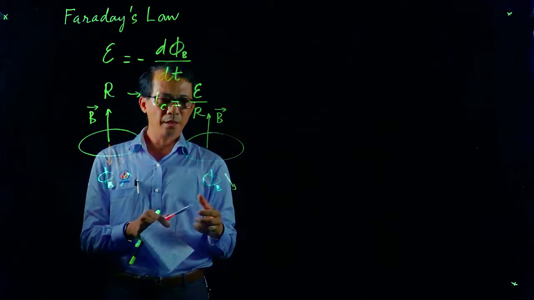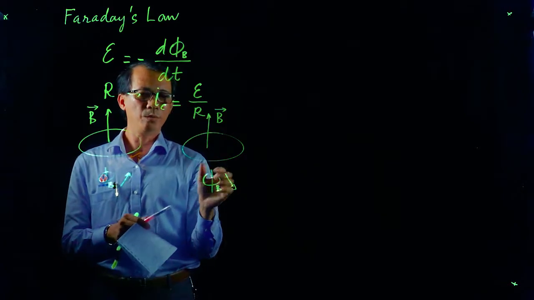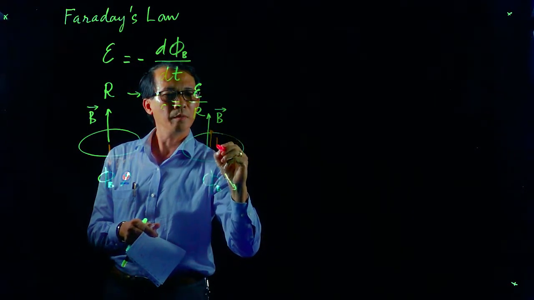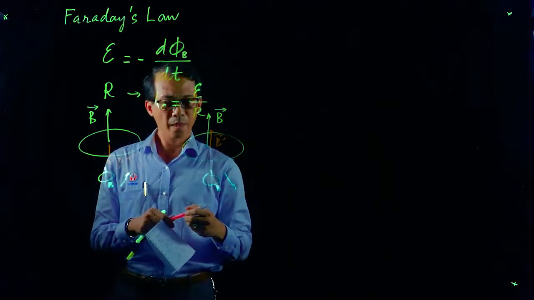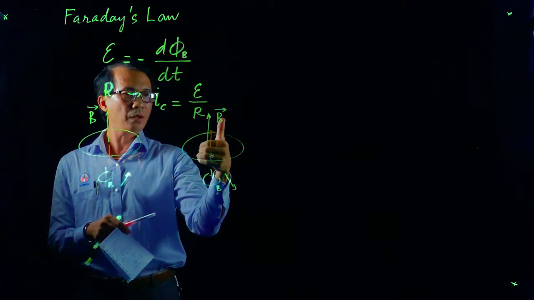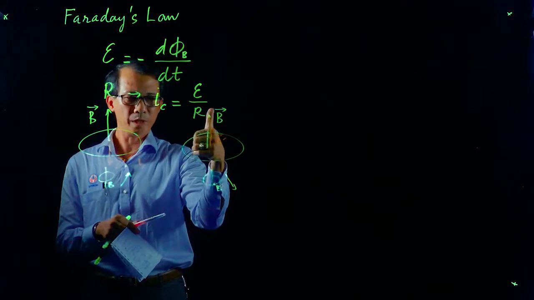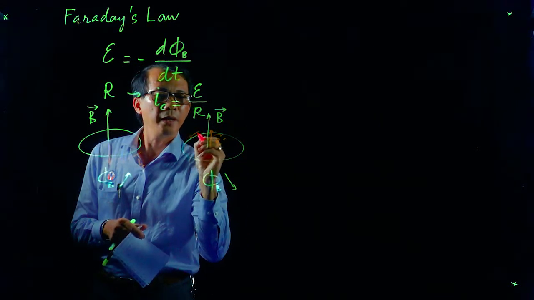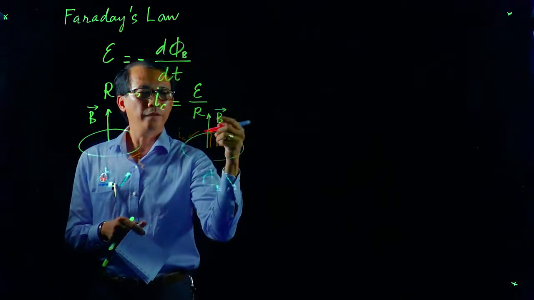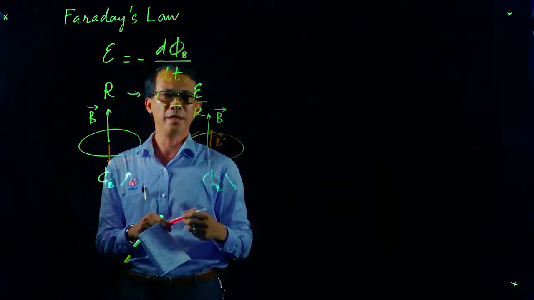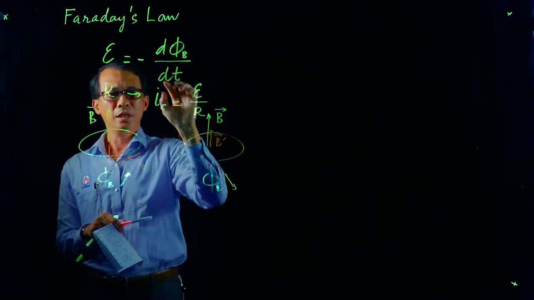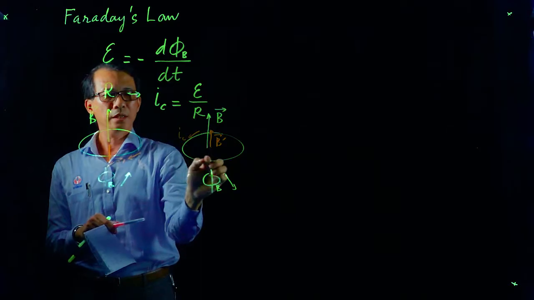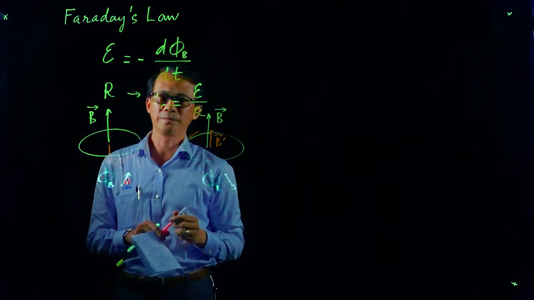For this case, the current will create another B. This is B prime. Then when you use your right hand with your thumb up, you will find that I_C has this direction. Okay? So this is how we implement this minus sign in a real situation.